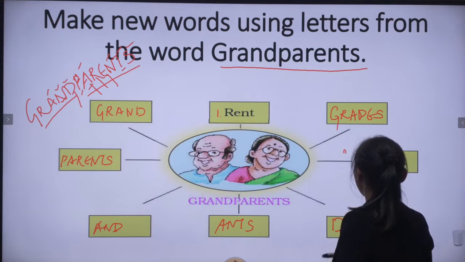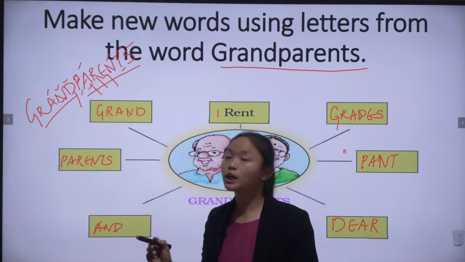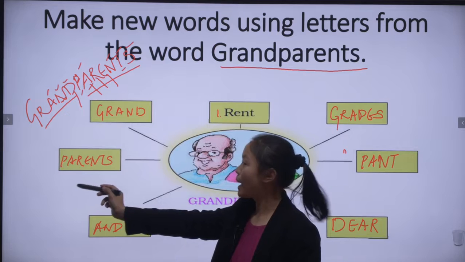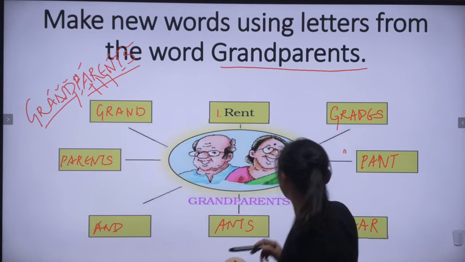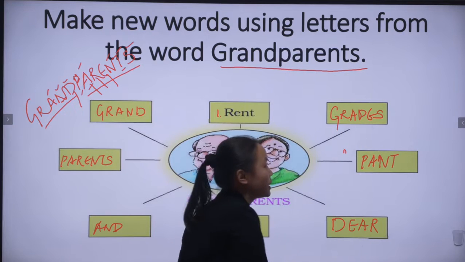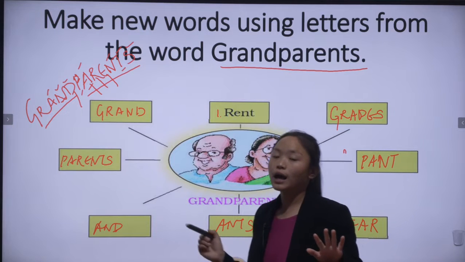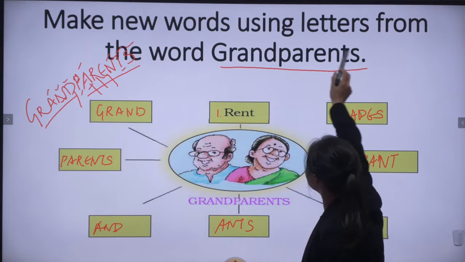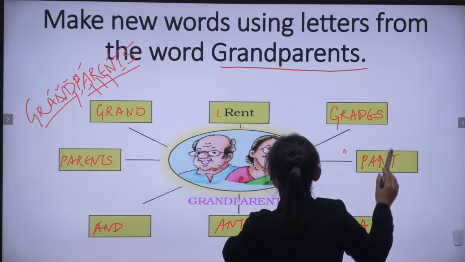So we have found many words here. So number 1 we have found grand, and second parents, and and, dear, pant, and grapes. We have found other words also. So you have to do it like this. Okay, the word given here is grandparents. So from this big word we have to find other words and we have to write them here.